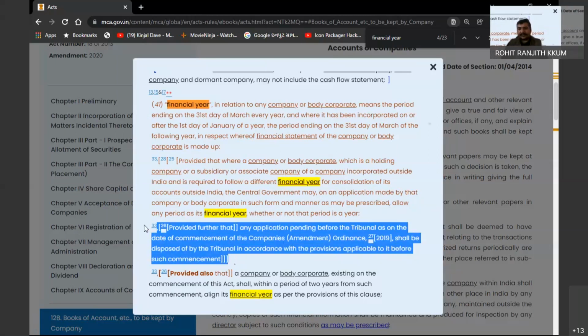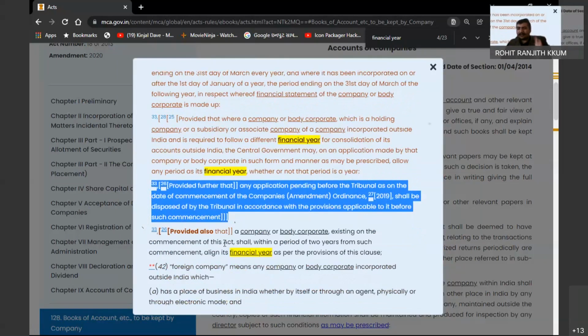Now, this paragraph on disposal is not applicable to us. It simply says that whatever cases regarding financial year are pending before the tribunal and the court, the new amendment will be followed for them and the older rules will not be followed. So this paragraph is talking about how new rules will be followed and old ones will not.